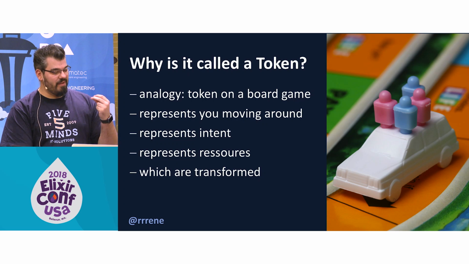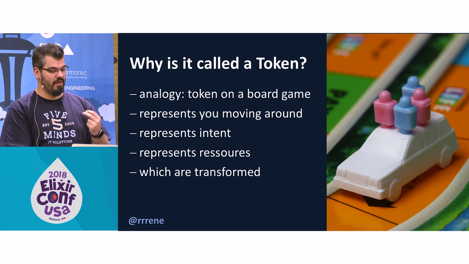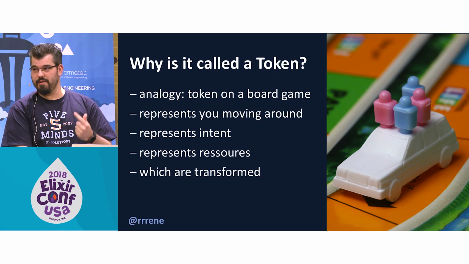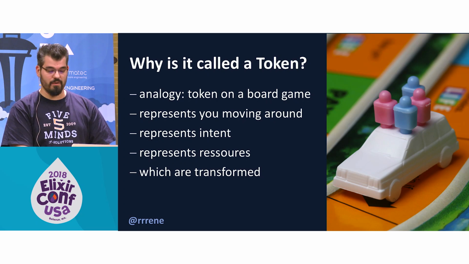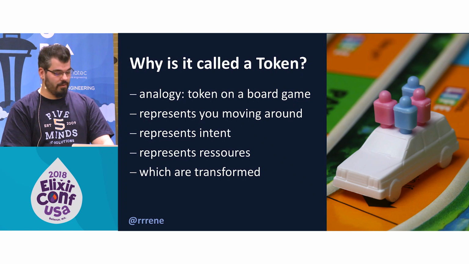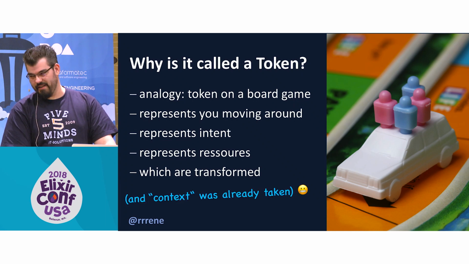So the token in this game represents you, moving around, taking different paths along a fixed set of branches. And the token also represents intent, to get an education, to get rich, to win the game. And the token also represents resources, which are transformed along the way, like your family members, your bank account, your action cards, etc. And that's why it's called the token approach. And because context was already taken by Phoenix.